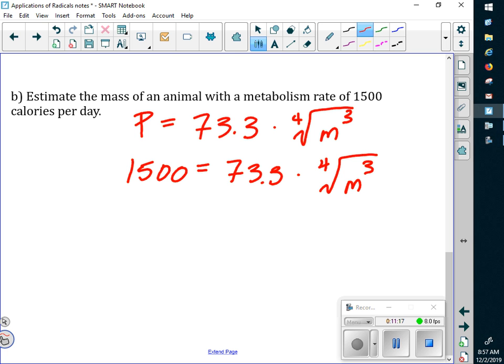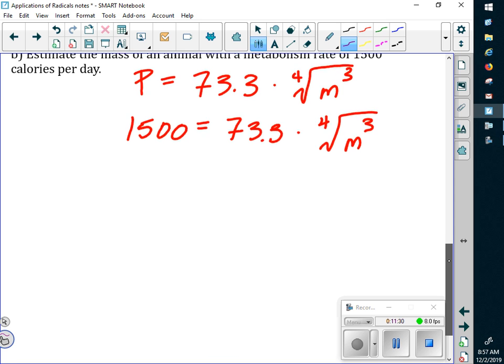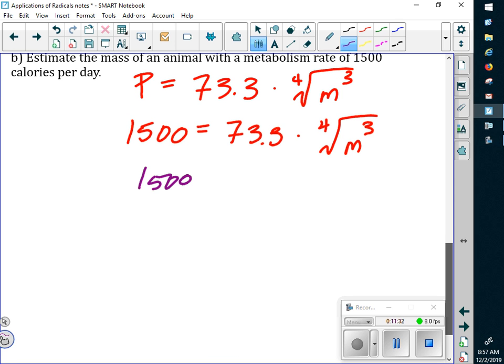How in the world do we solve that problem? Divide both sides by 73.3. Now, do not touch your calculator yet. 1,500 divided by 73.3 equals what? The fourth root of m cubed. Again, why don't we write that as m to a power? M to the 3/4.